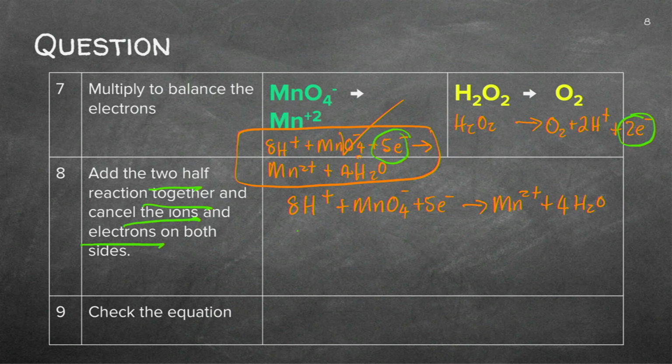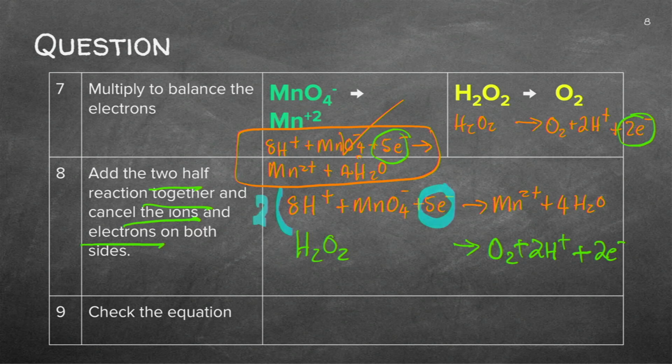I've got H2O2. I've got oxygen forming 2 hydrogen ions plus 2 electrons. How do I get these electrons balanced? Well, if I multiply the 5 with 2, I will have 10. So I'm going to multiply that whole reaction with 2. And if I multiply this reaction with 5, can you see then there will also be 10 electrons.